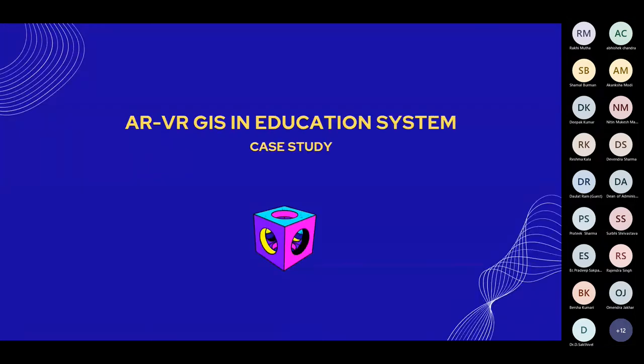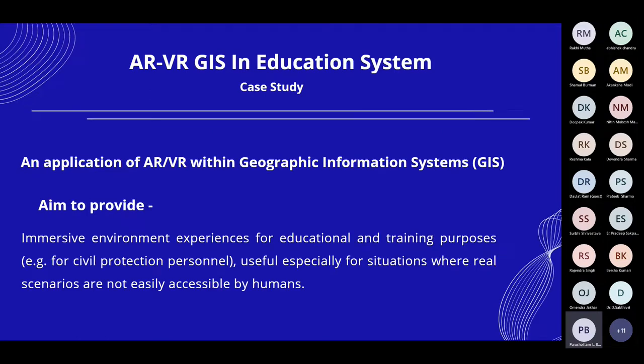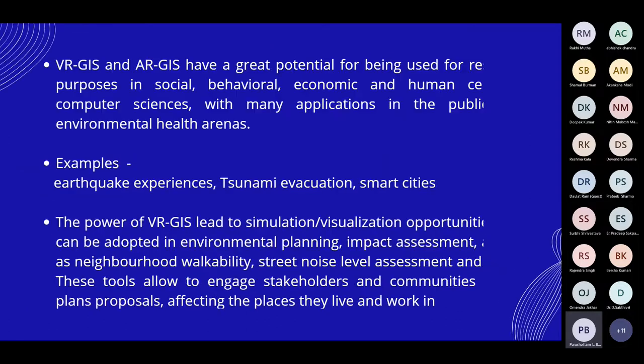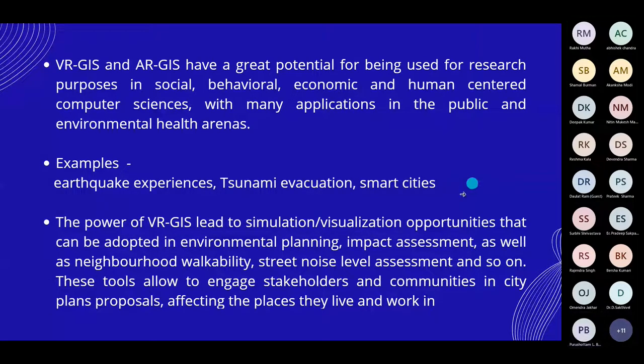So one of the other case studies is in the education system. So most of the applications are based on the immersive environment that experiences for educational and training purposes. So that is with respect to civil protection personnel, and useful especially for the situations where real scenarios are not easily accessible by humans. So these are some examples: earthquake experiences, tsunami evacuation, and smart cities. So we are going to use ArcGIS in order to find these locations, or in order to experience the AR/VR.